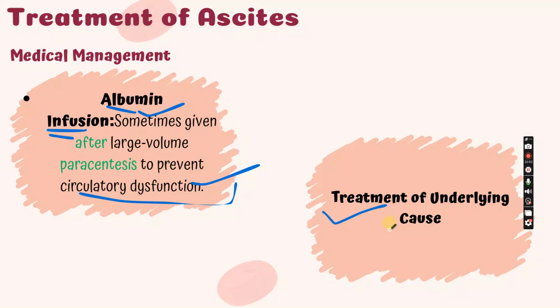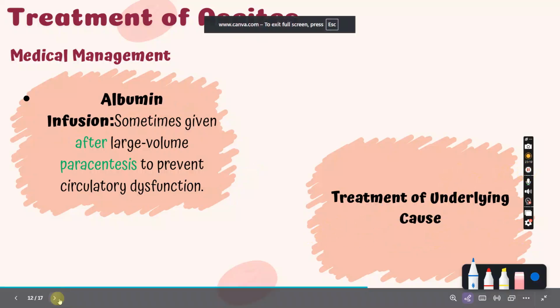Then there is treatment of the underlying cause. We have to go for the underlying cause and treat it. If you're not going to the root of the problem, then there is no effort, or there is no potential result that you will get. So you have to go to the underlying cause and treat the underlying disease.